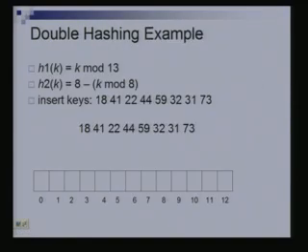So we'll see an example. Okay, I have two hash functions h1 and h2. h1 is the same as before, k mod 13. The elements are also the same as before. We have a table of size 13. h2(k) is my second hash function and is 8 minus k mod 8.